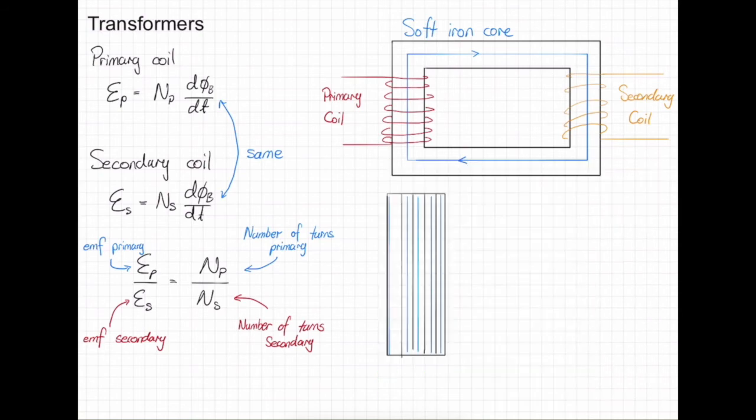If a DC power supply is connected to a transformer, there is no change in magnetic flux. Thus, there is no induced EMF in the secondary coil.